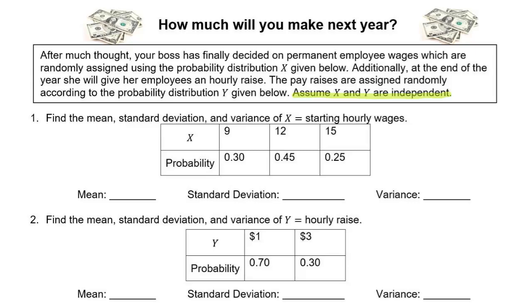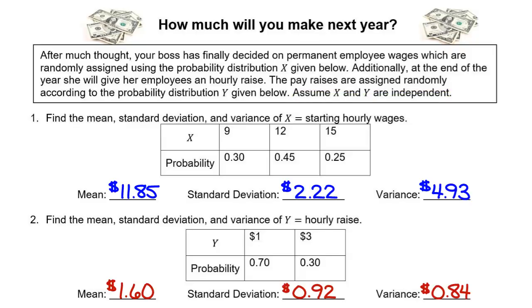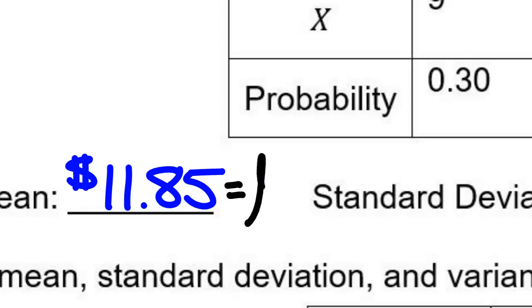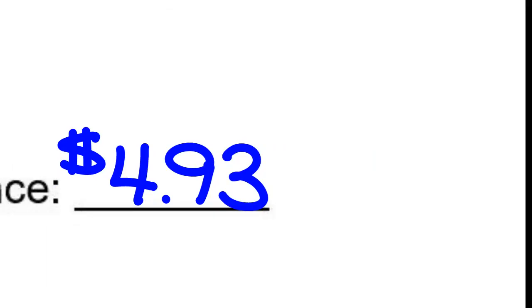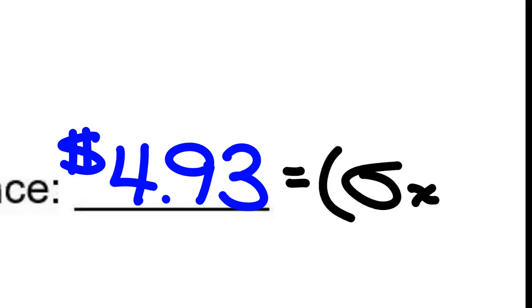You guys about ready to check these? All right, let's go ahead and check these out. For the mean for x, you should have gotten 11.85. Remember, we represent that with mu sub x. Standard deviation, you should have gotten 2.22 when you round. If you got 2.21 because you didn't round it up, that would be fine. That would be sigma of x. And then the variance, which you take by doing the standard deviation and squaring it, multiplying it by itself. So that would be sigma of x squared. You should have gotten 4.93.